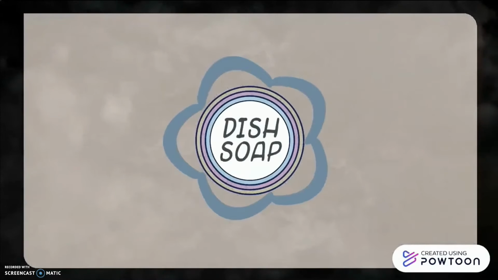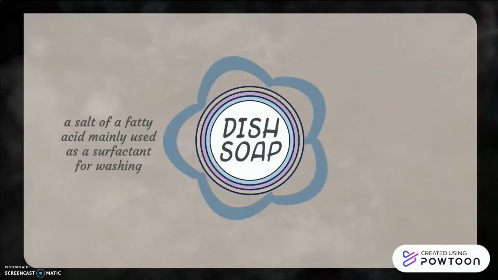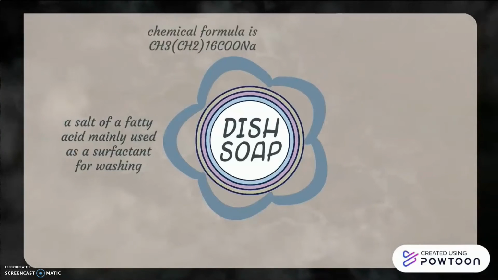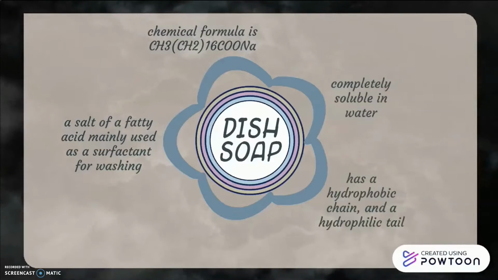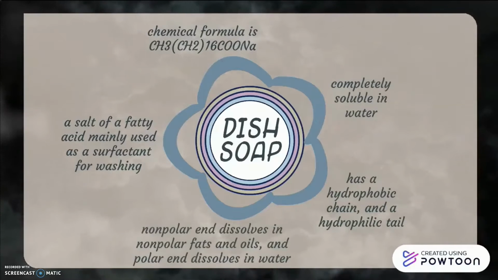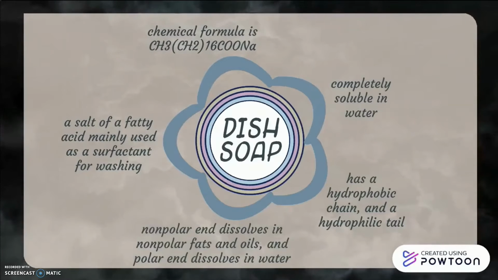The next material of our experiment is the dish soap. It is a salt of a fatty acid mainly used as a surfactant for washing. The chemical formula is as shown. Dish soap is completely soluble in water, has a hydrophobic chain and a hydrophilic tail. The nonpolar end dissolves in nonpolar fats and oils, while the polar end dissolves in water.